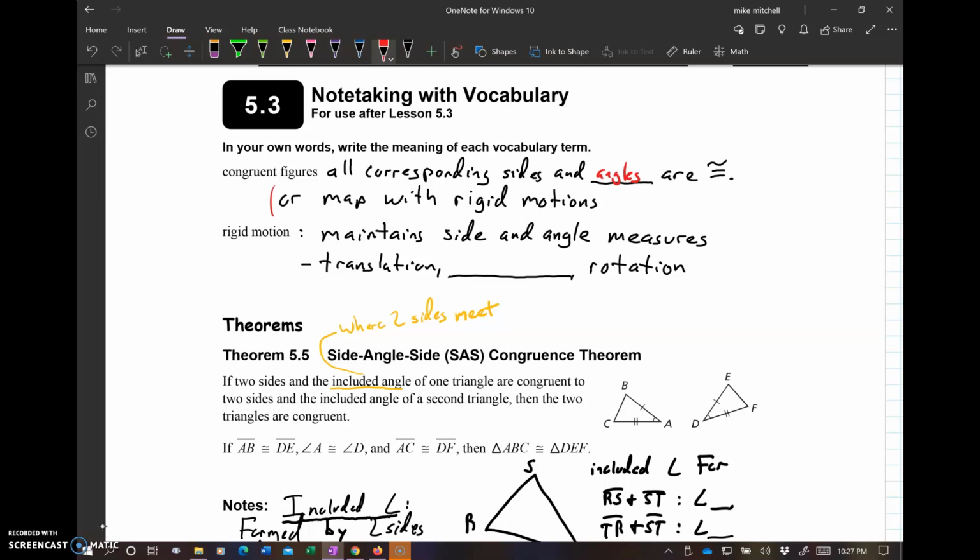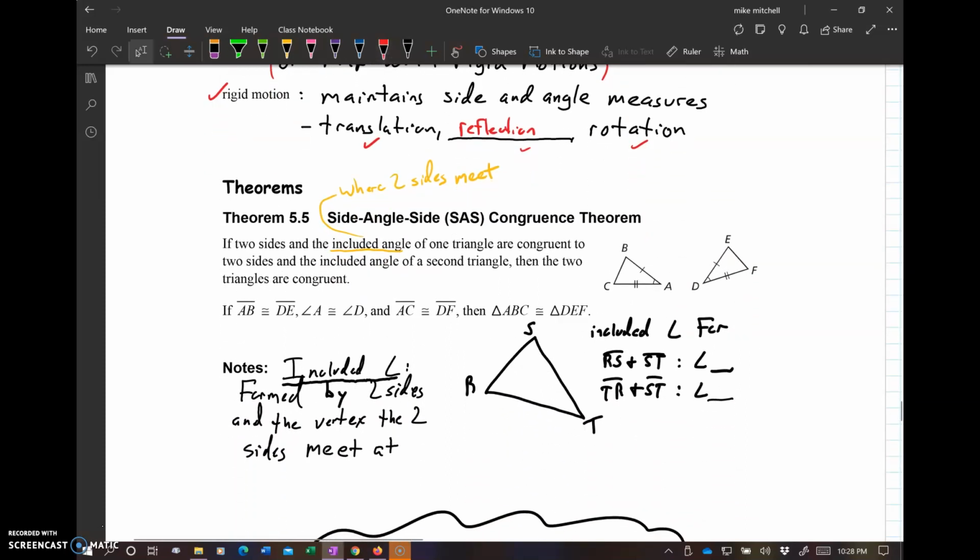Another way is, they map to each other with rigid motions. So you can not twist it, you can turn it, you can rotate it, you can reflect it. Our rigid motions, we've mentioned these before, maintain side and angle measures. We have three rigid motions: a translation, a blank, and a rotation. Use that pause button. Reflection was the one we were looking for there.